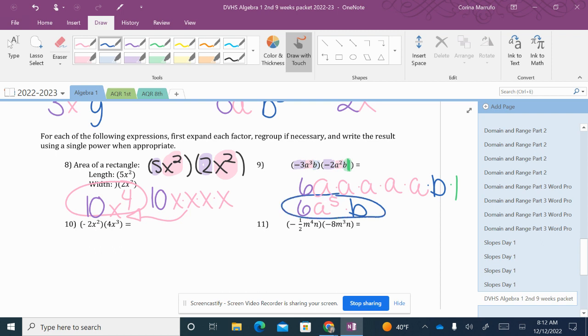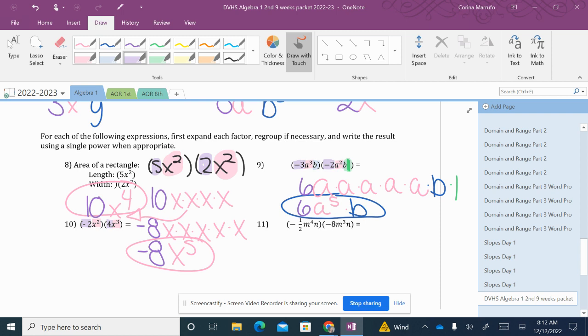Okay, so let's try this again. We have -2 times a positive 4, which is -8. And then we have x squared, that's x times x, and then x to the 3rd power, so 3 of them. So how many x's are we multiplying in total now? We are multiplying a total of x to the 5th power.